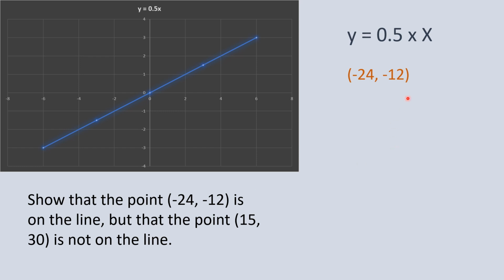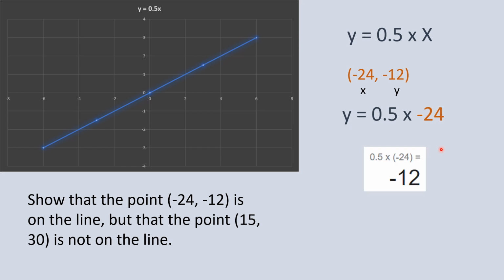So we know that this is the function 0.5 multiplied by x. So in this coordinate, negative 24 is the x value, negative 12 is the y value. And so we can substitute negative 24 in the place of x, and when we multiply 0.5 by negative 24, we get negative 12. Negative 12 is the y value, hence this point is on the line.